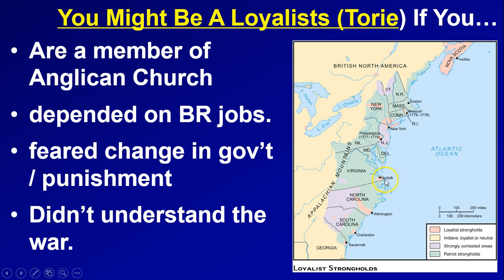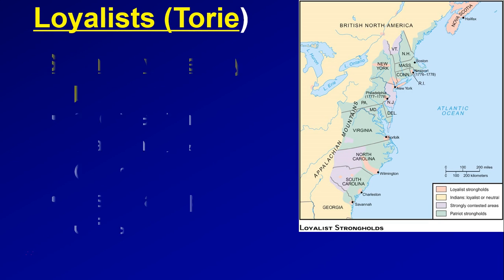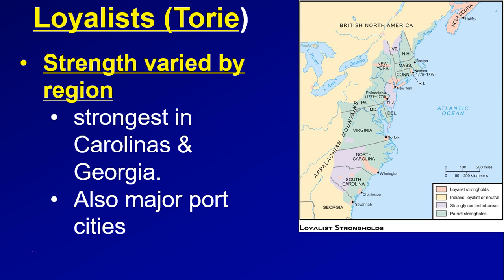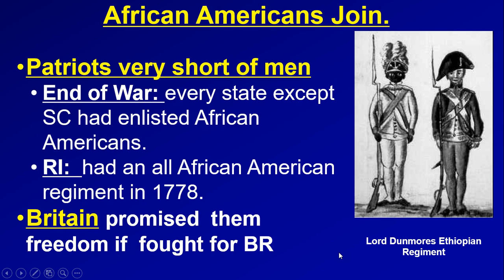Many of these loyalists usually are in big port city areas where there are large numbers of government officials, and there's a lot of trading and people that benefit specifically and directly from the contact and the trade with England. So this loyalist strength and loyalty, Tory loyalty, varied by region, strongest in the Carolinas in the South. We'll get to that a little bit later. Georgia especially being a military colony, a lot of military support there to try and defend against the Spanish in the South. Major port cities, again, are the key areas.